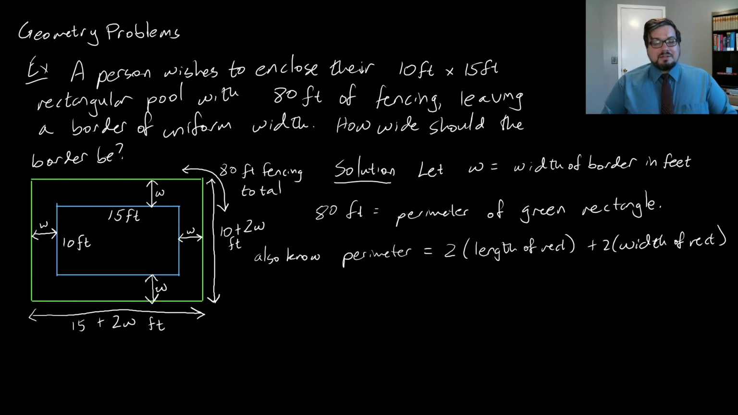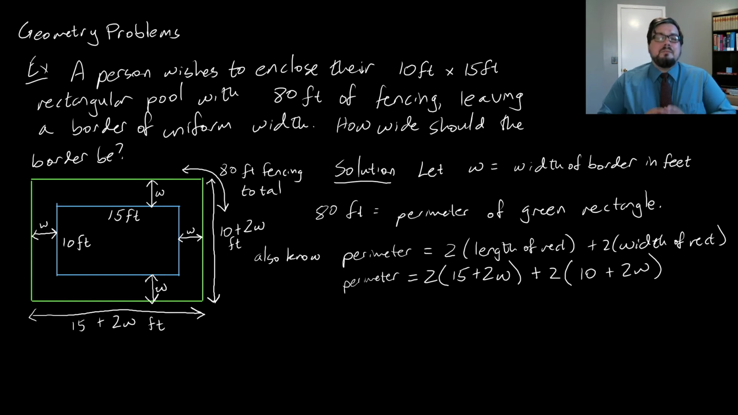So the perimeter is 2 times the length of the rectangle plus 2 times the width of the rectangle, and we now have expressions for both of those. So the perimeter of the rectangle is going to be 2 times the length of the rectangle, which is 15 plus 2W, plus 2 times the width of the rectangle, which is 10 plus 2W. So now we have 2 different ways of writing down the perimeter of this rectangle.